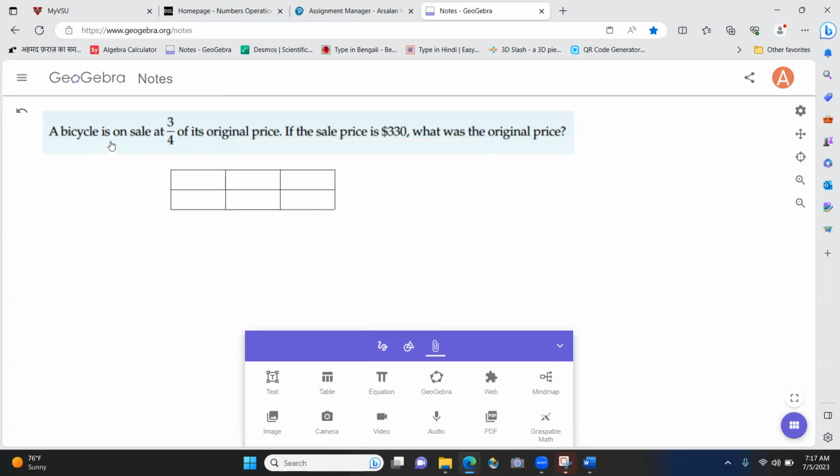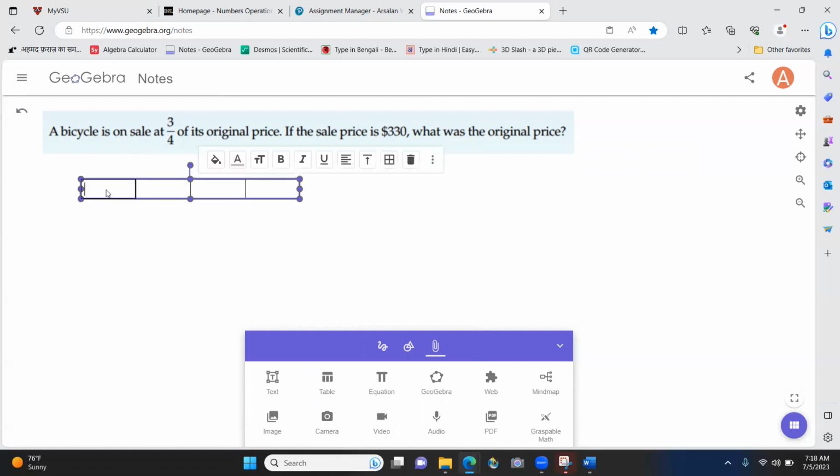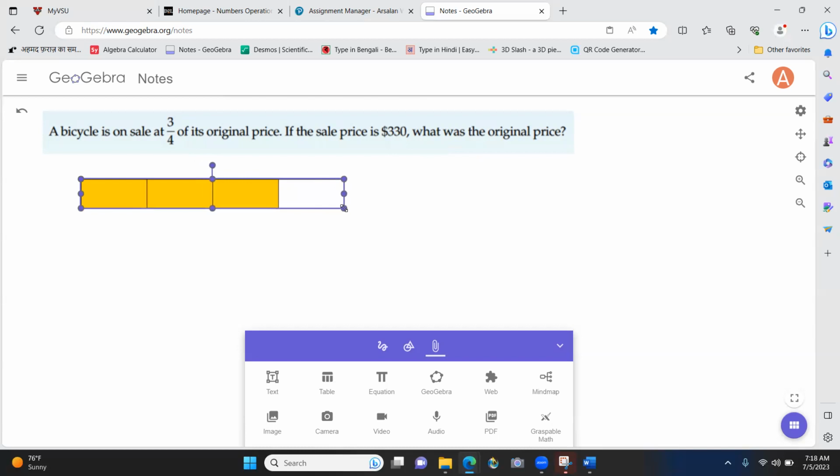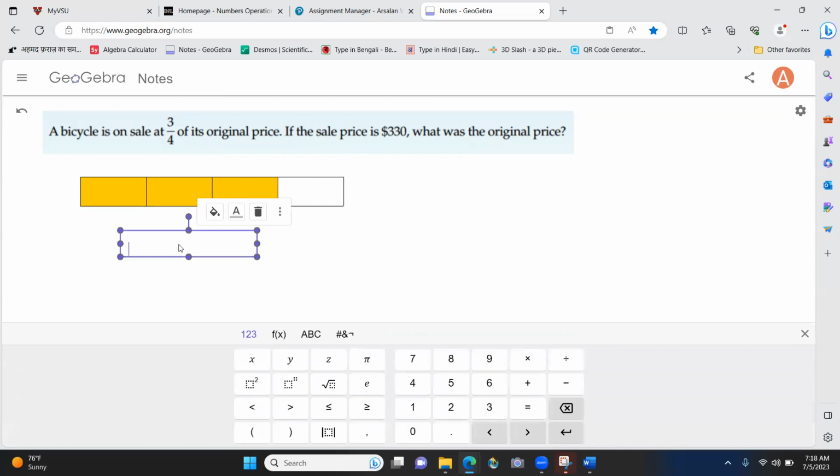All right, so let's see. The bicycle is on sale at 3/4 of its original price. Okay, 3/4. Well, I'm going to make sure the price of the bicycle has 4 parts, and they are charging you only 3/4 of the price. And what they're charging you, I'm going to shade it, let's say yellow. So you're being charged only 3 out of 4 parts of the original cost. And the sale price, the price that you pay, is $330. What does that mean? Well, that means the yellow part is $330.